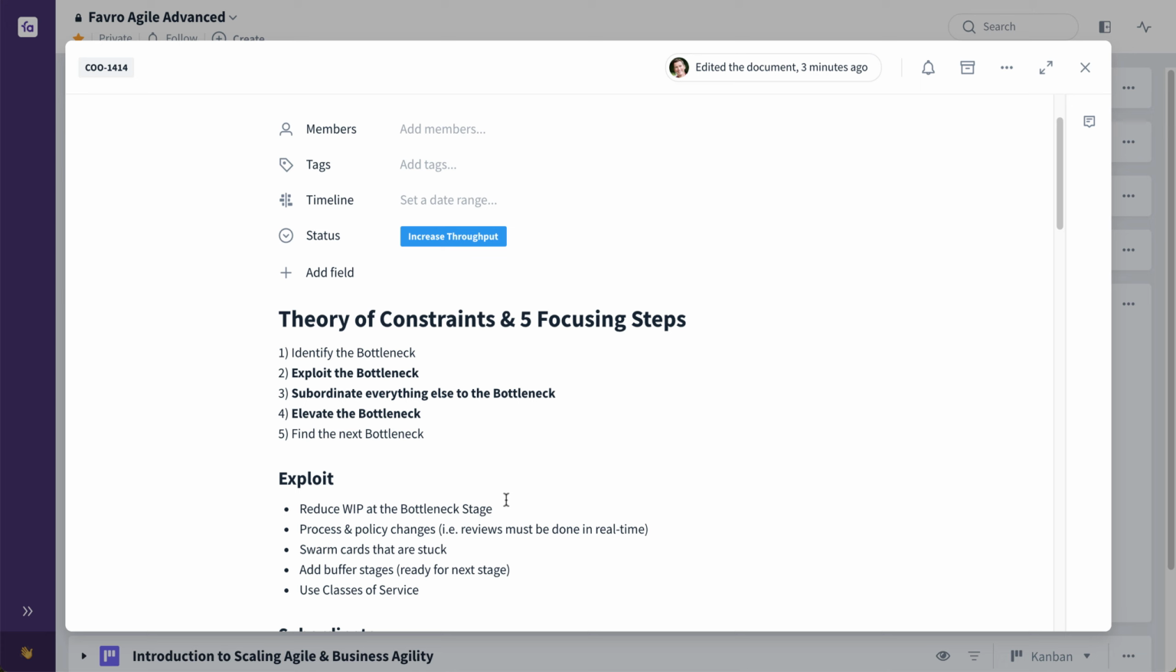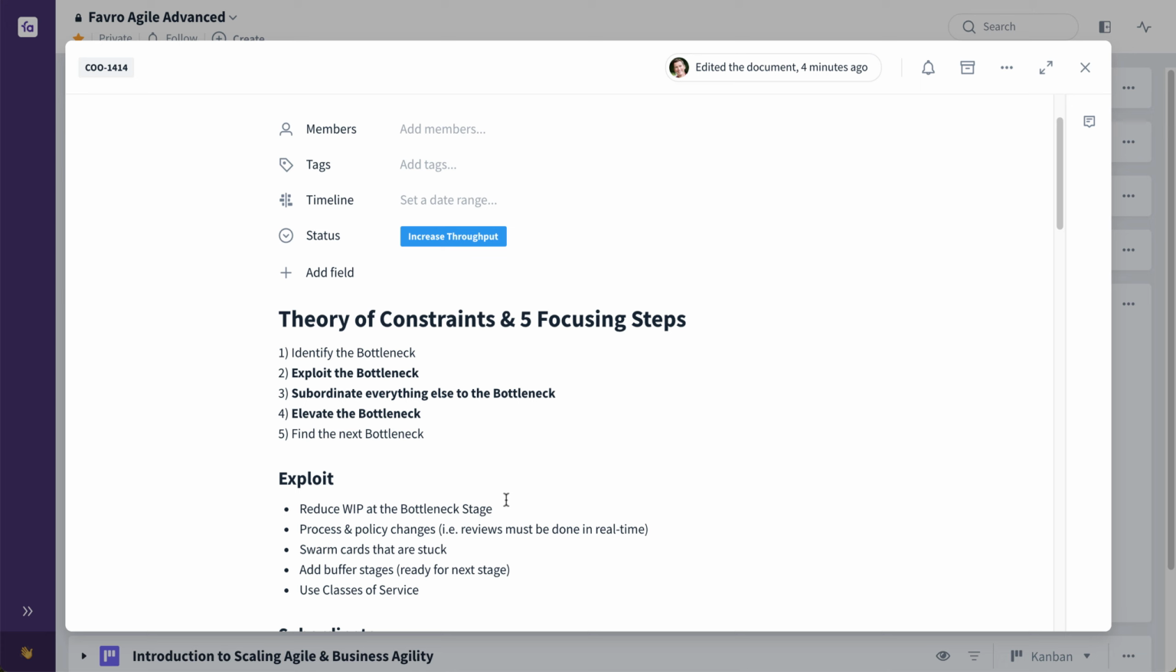A third way to exploit at the bottleneck stage is if something has been stuck in a stage for too long, all the people who have the discipline at that stage should maybe drop everything else and swarm that particular card, that particular piece of value.